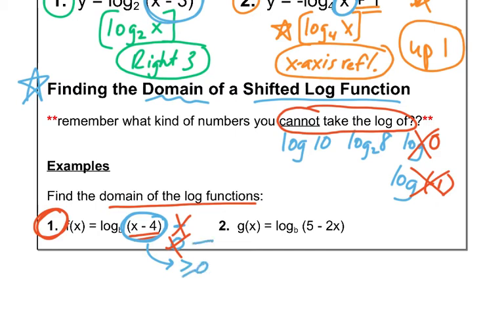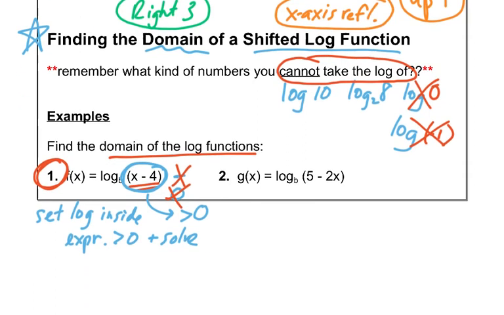Remember we did greater than or equal to 0? But wait, didn't you just say it can't be 0? You're right. So that means what we're going to do is say it's not that it's greater than or equal to 0. We're going to literally say only greater than 0. So rip it out. Set the log inside expression just strictly greater than 0 and solve. That's all we have to really do. It's actually really not a hard kind of question.